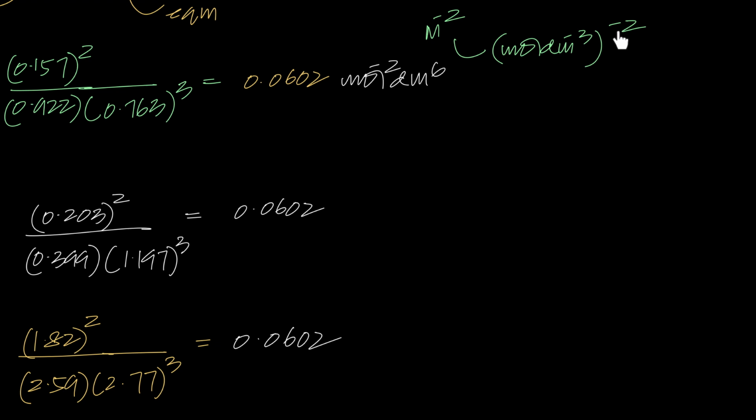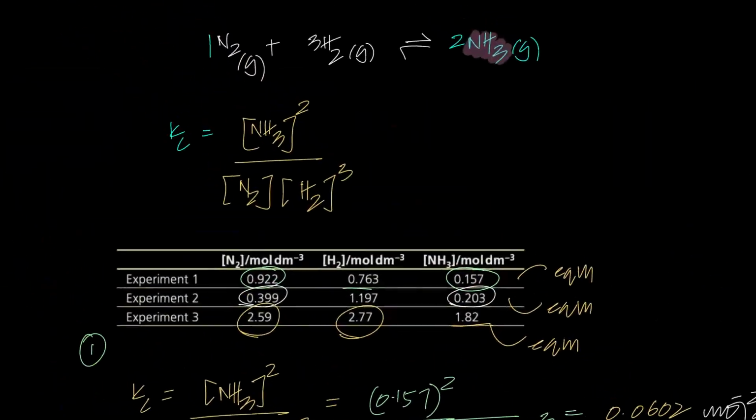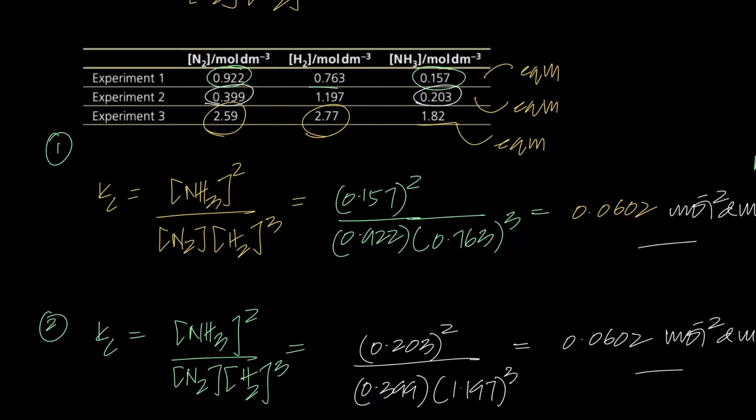Because mole to the power of minus 2 is mole minus 2, and dm minus 3 to the power of minus 2 gives minus 2 times minus 3, which is plus 6, isn't it? So here it's also the same. It's mole minus 2 dm 6. And you notice that Kc values are literally not affected by the change in concentration. Not affected. The whys we learn later on.